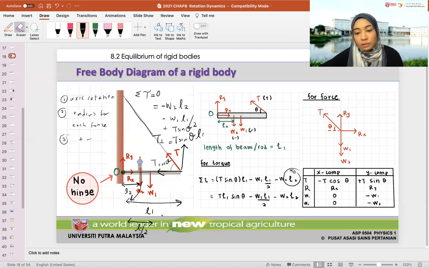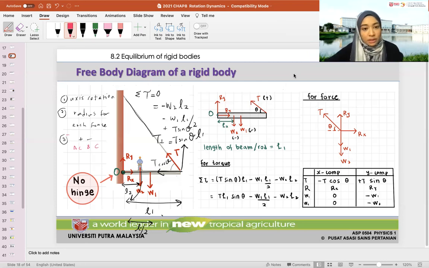Okay, I'm sure you guys can do this by now. It's basically almost like chapter 3, except that we have to know whether it's clockwise or anti-clockwise. That is their positive and negative. So anti-clockwise is positive, clockwise is negative. So that is for your torque. Now to have equilibrium, we need to satisfy two conditions, whether first one is torque, second one is force, or vice versa. Both must be zero.